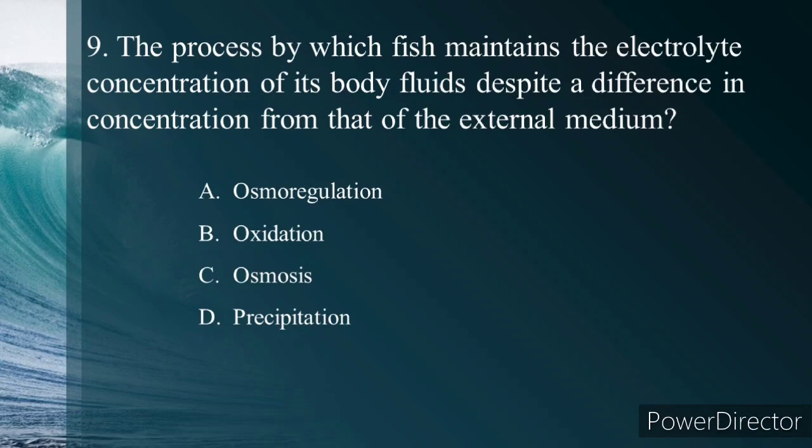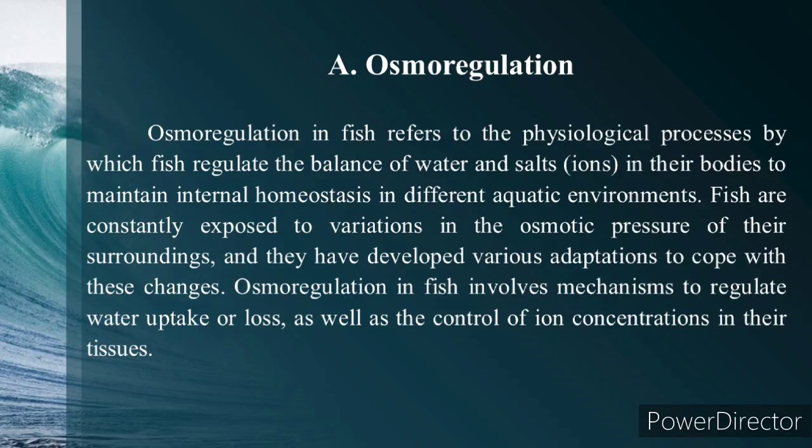Osmoregulation in fish refers to the physiological processes by which fish regulate the balance of water and salts, ions, in their bodies to maintain internal homeostasis in different aquatic environments. Fish are constantly exposed to variations in the osmotic pressure of their surroundings, and they have developed various adaptations to cope with these changes.